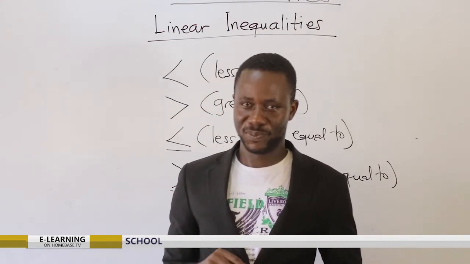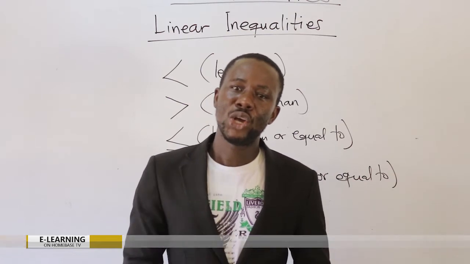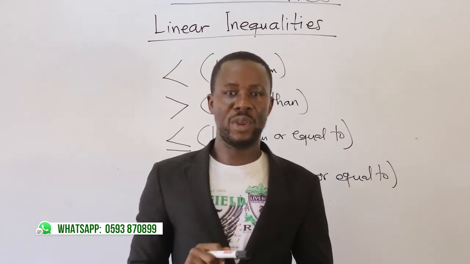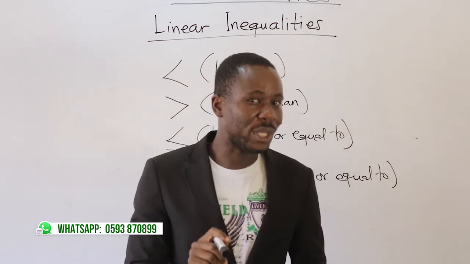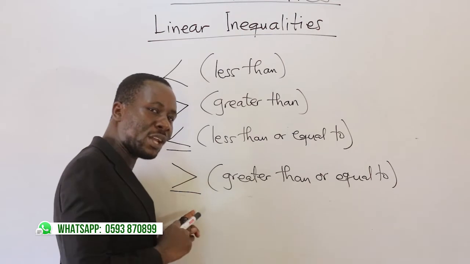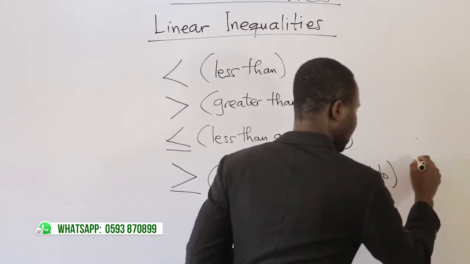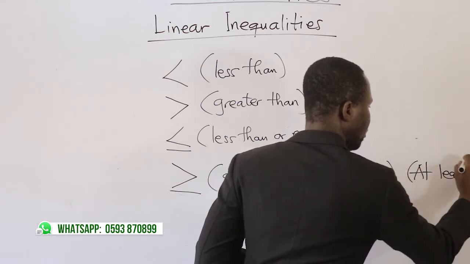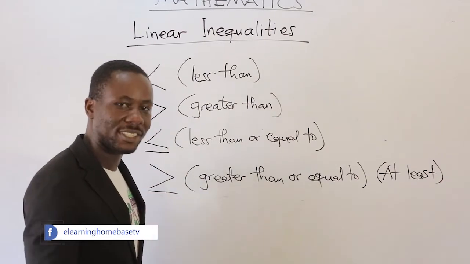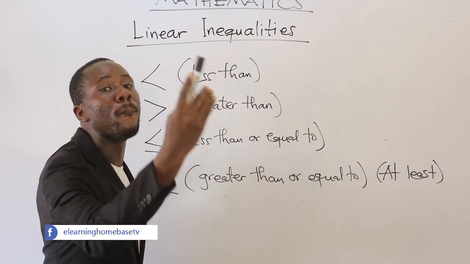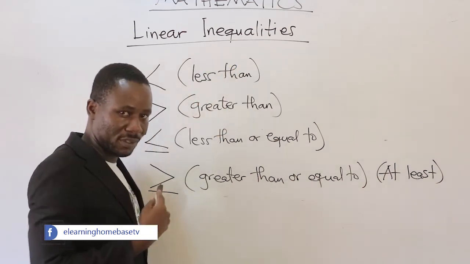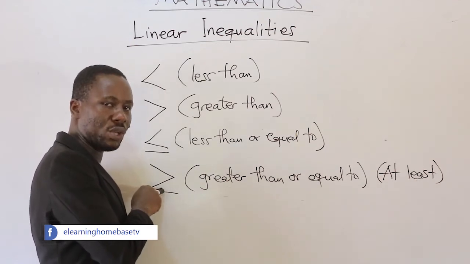What does it mean? It simply means that you have to go to the kitchen and pick 3 or more oranges. You can pick 3 oranges or more. So at least goes with the greater than or equal to sign. Go to the kitchen and bring me at least 3 oranges. It means you can pick 3 or more. That is greater than or equal to. The equal to means 3, the greater than means more. So at least goes with greater than or equal to.